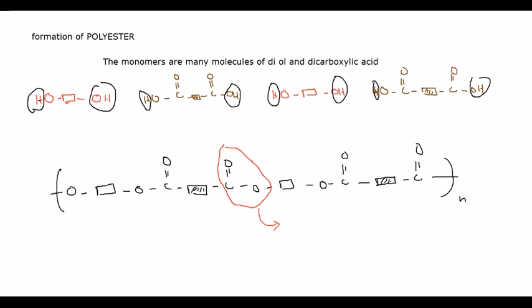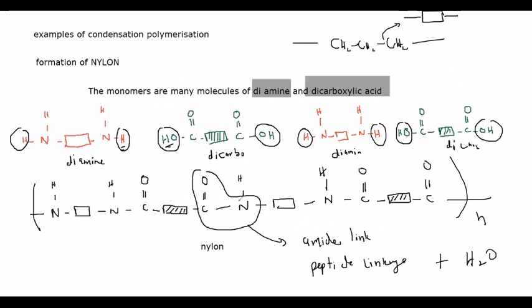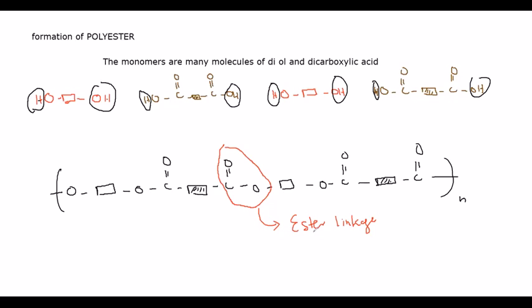C double bonded with O you will find in ester. This is called ester linkage. In the previous one, C double bonded with O and N is called amide linkage. But it is C double bonded with O and O, that's called ester linkage. And this polymer is known as polyester.